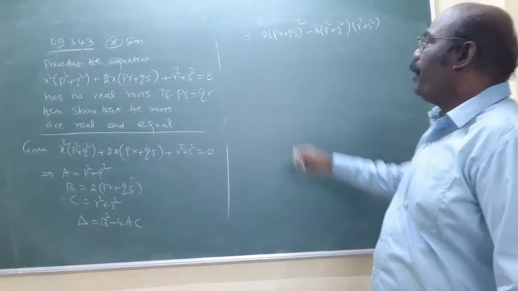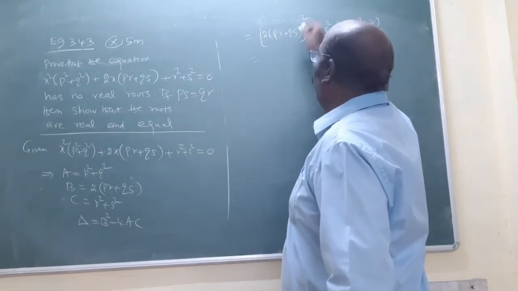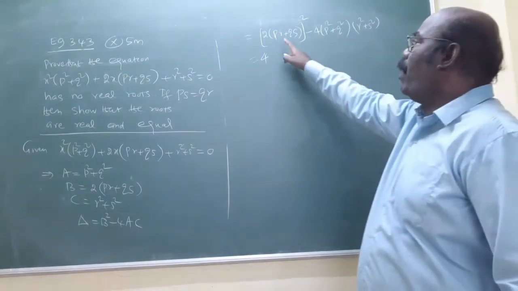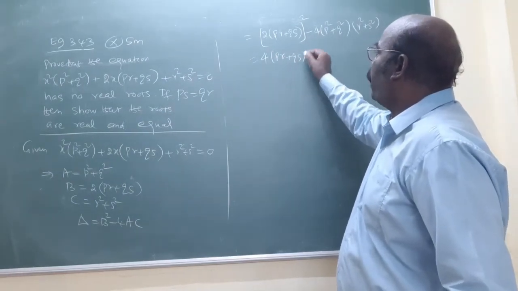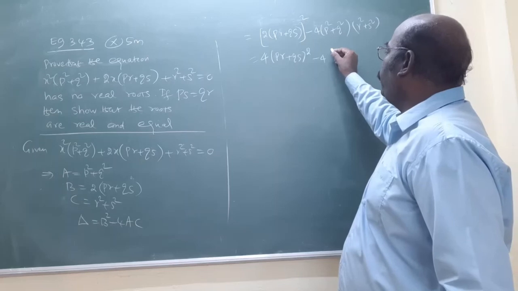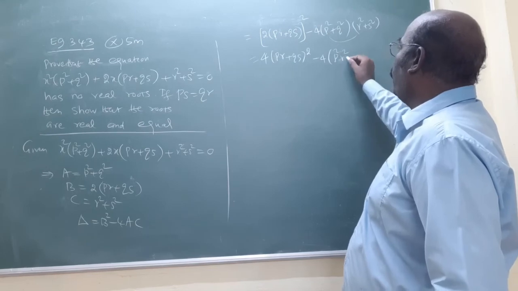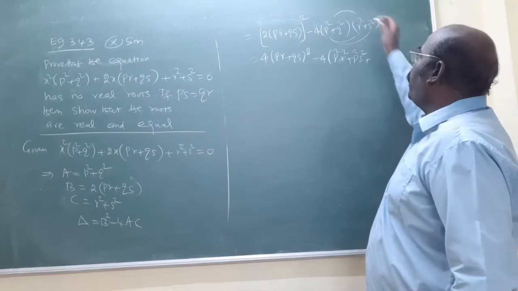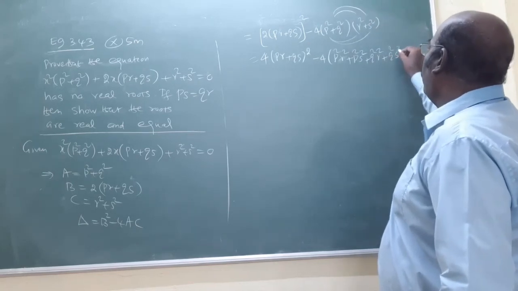Now it is of the form 2 into something, the whole square. Square of this is 4, square of this is 4. It is of the form, once again, (pr plus qs) whole square. Minus 4 into, now multiply: p²r² plus p²s² plus q²r², the last one, q²s². In this way, do the multiplication.